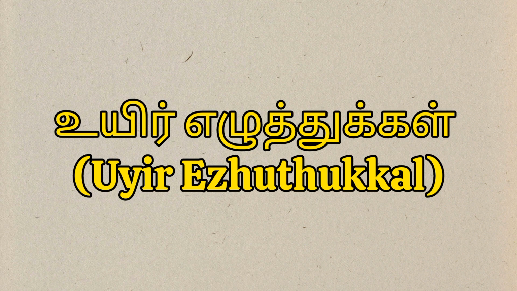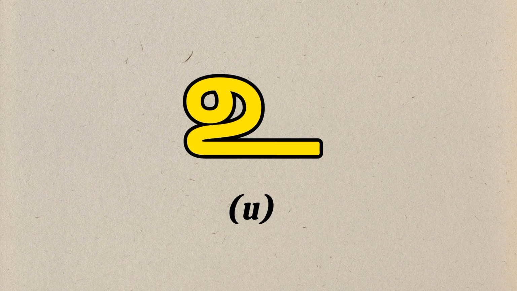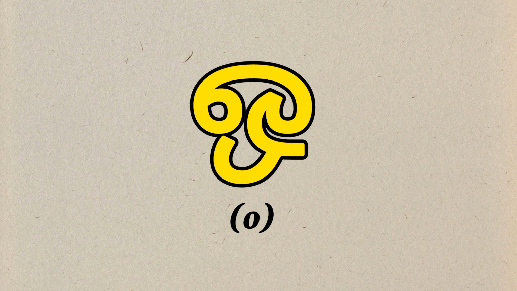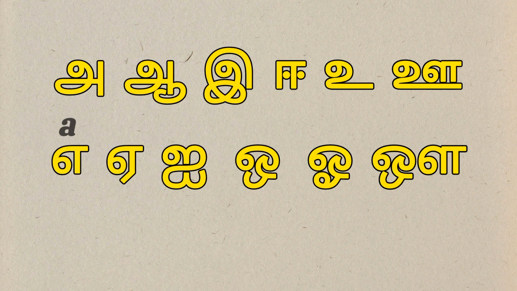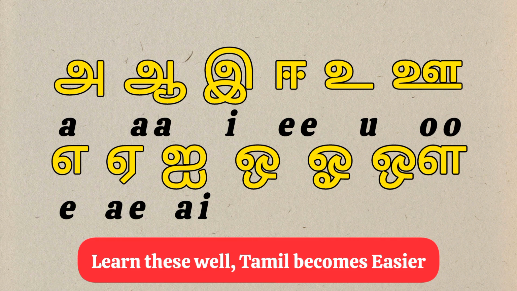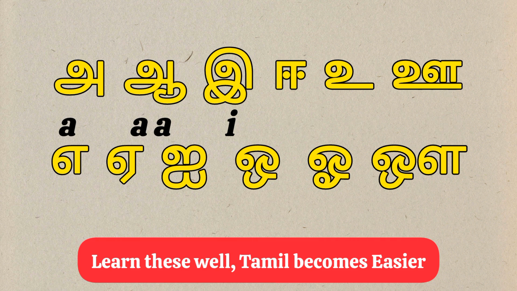Let's get started. First, let's know all the vowels, which are called Uyir Ezhuthu. A, Aa, I, Ee, U, Oo, E, Ae, Ai, O. These sounds are quite similar to other Indian regional languages like Sanskrit, Hindi, Telugu, Kannada, right? So this part is easy. Learn this well and Tamil becomes much easier.